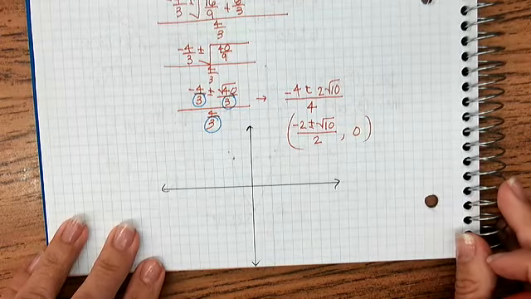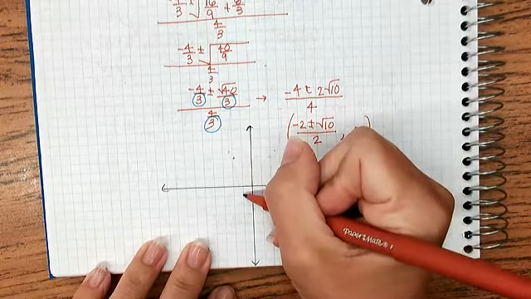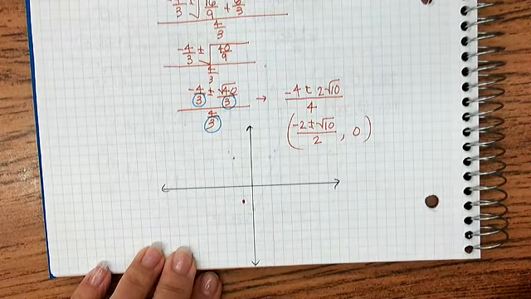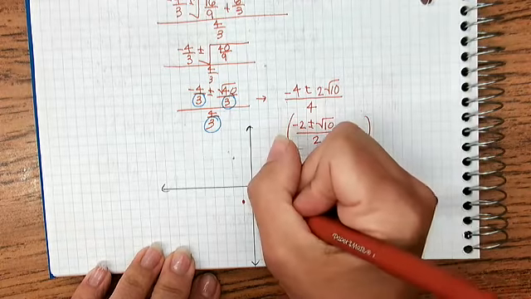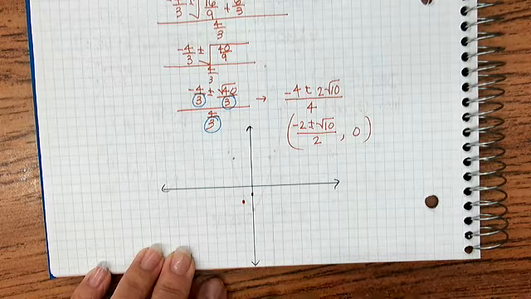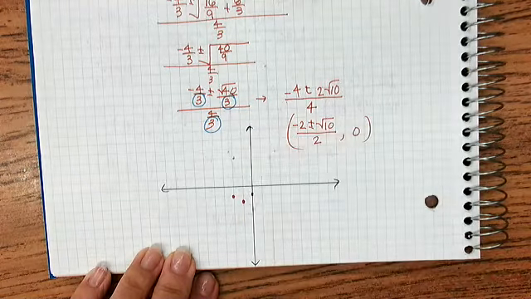Okay, vertex, -1, -5/3, -1, 3, -5/3-ish. The y-intercept was 0, -1. Reflected over the axis of symmetry. There you go.